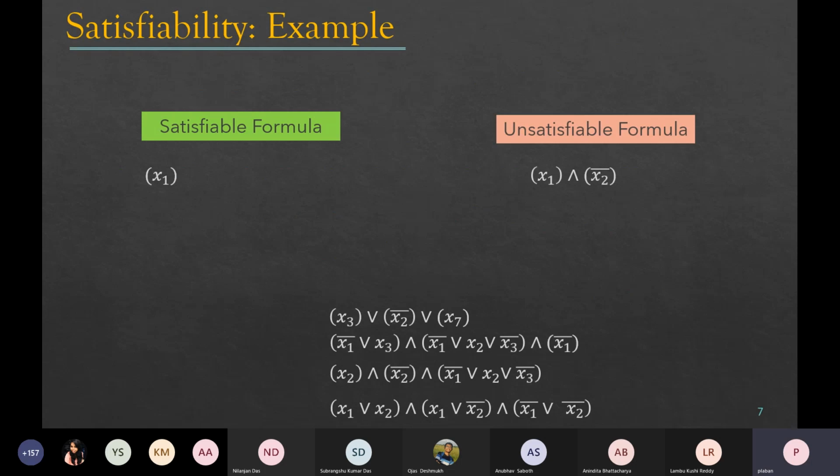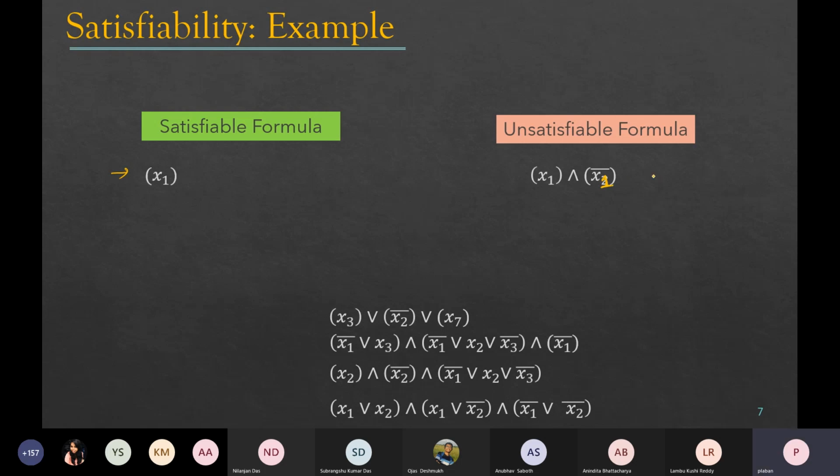Let us take a quick look at some examples of formulas that are satisfiable and some formulas that are unsatisfiable. So this formula is satisfiable, of course. I can assign x1 to be true. This formula becomes satisfiable, but this formula, I guess I have to put 1 here.